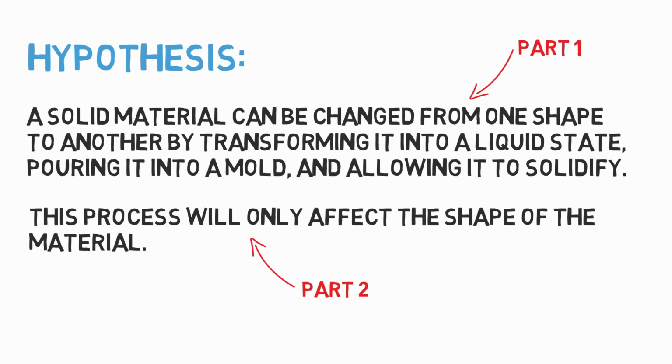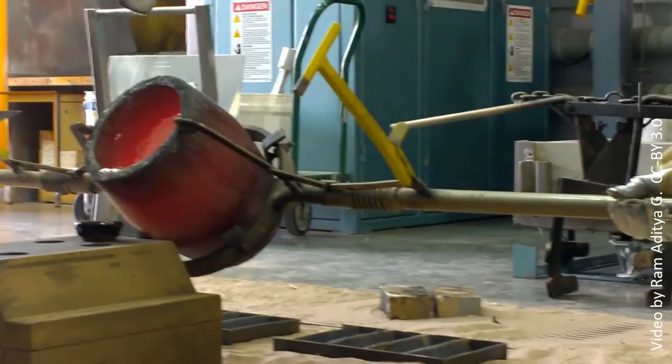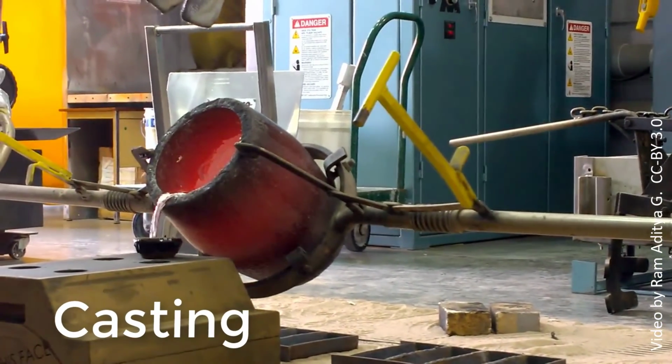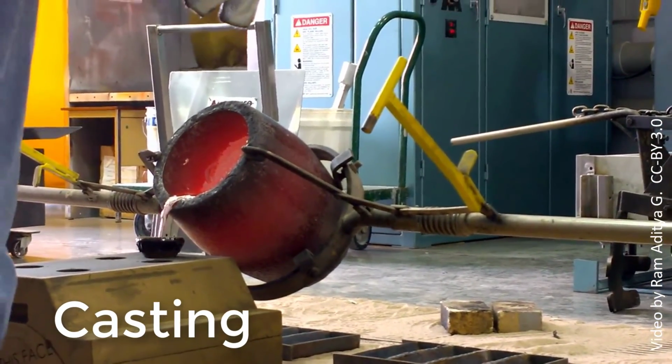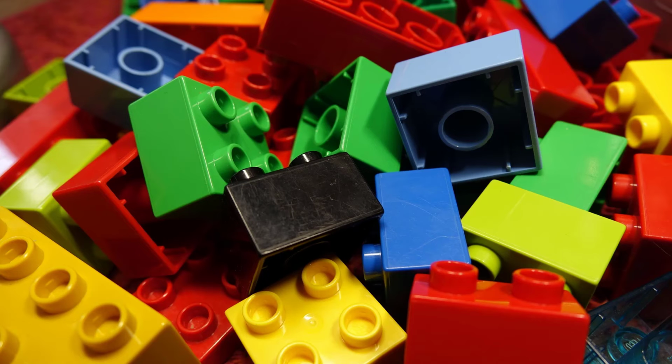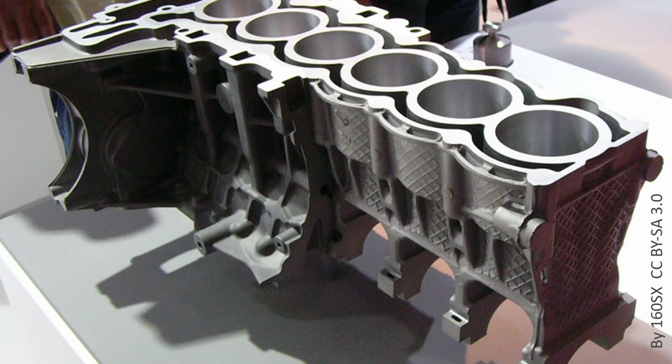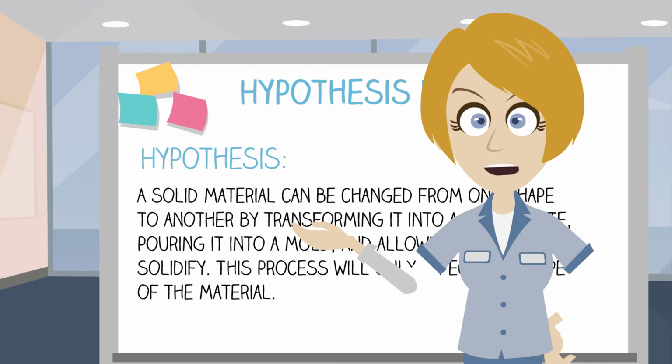The first part of our hypothesis was proved correct. We demonstrated that a material can be reshaped by melting it using a mold to form a new shape. In engineering, this process is known as casting, and it's used to form many different structures, from simple toy building blocks to complex engine components. It's quite a convenient process for making complicated structural shapes.